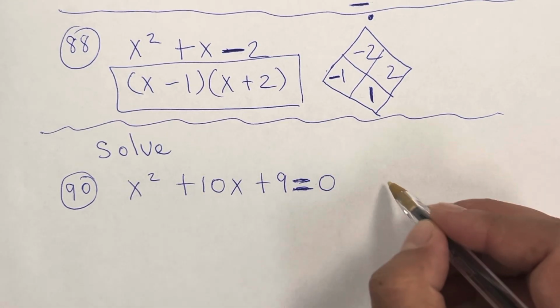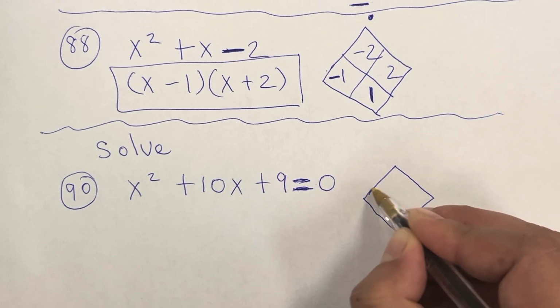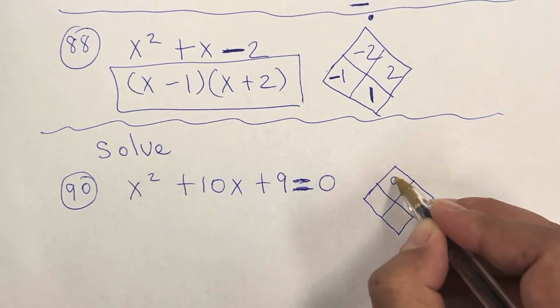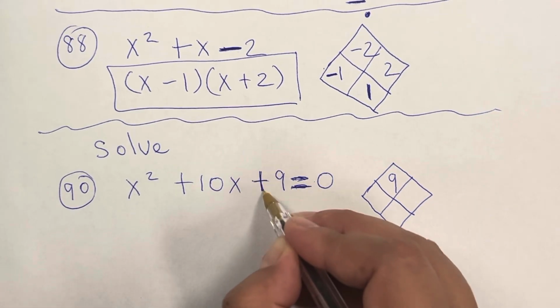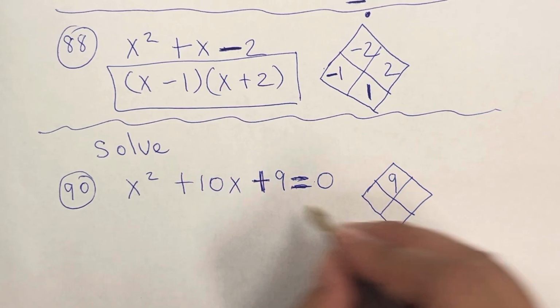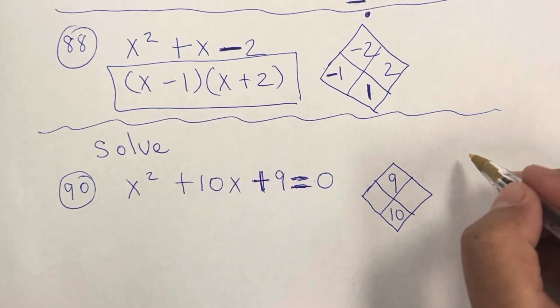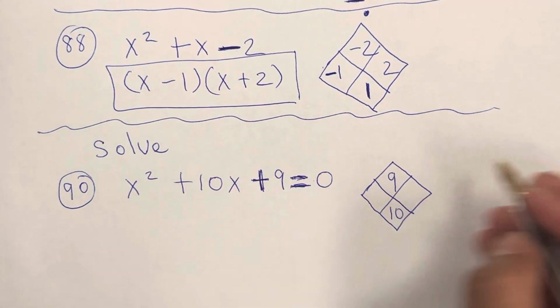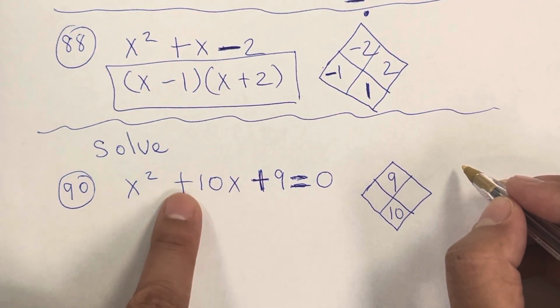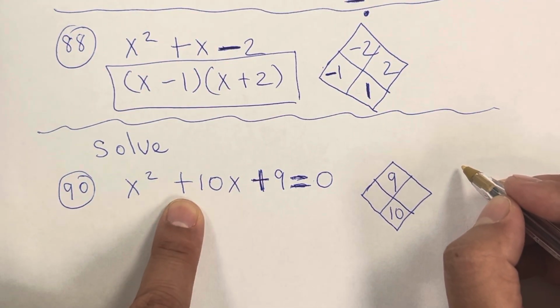And so in here, one numbers multiplied equals 9, but added equals 10. Well, both of them have to have the same sign. When this is positive, both are this sign, in this case positive.